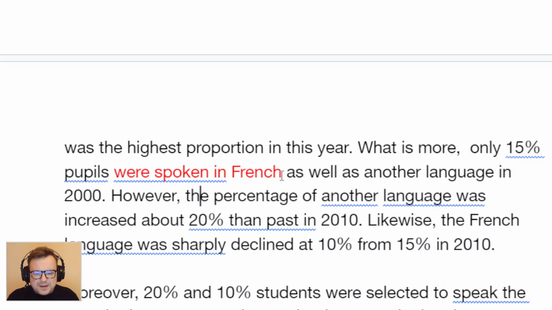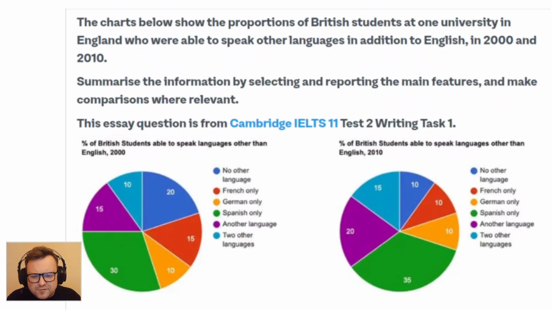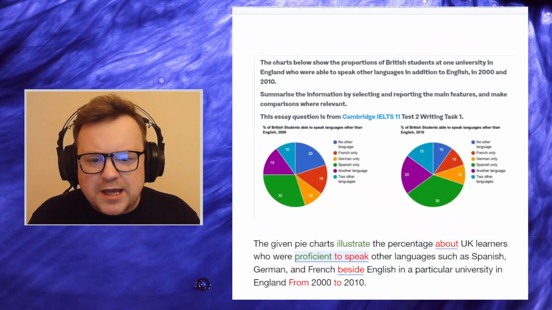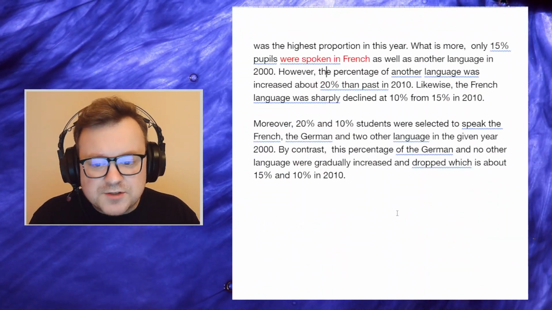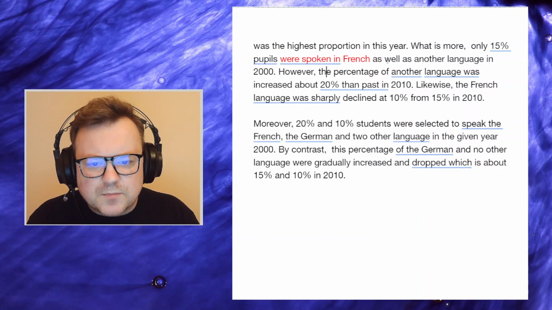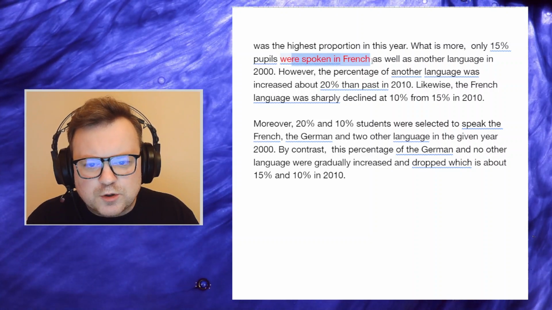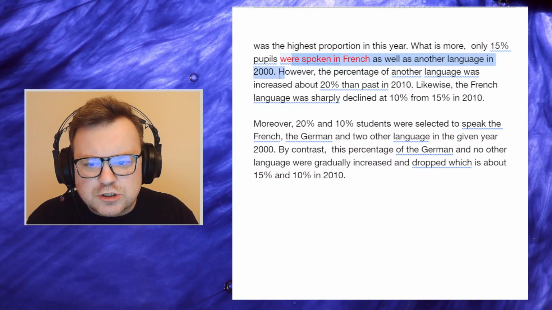I would have to look back at the text there to understand what the candidate means, but I don't think this information is true. French as well as another language. Do we get the information of French as well as another language? We get French only, German only, Spanish only, but we don't get French and another language. So we don't have the details for that. So the candidate is writing about details that aren't in there when she says were spoken in French as well as another language in 2000.